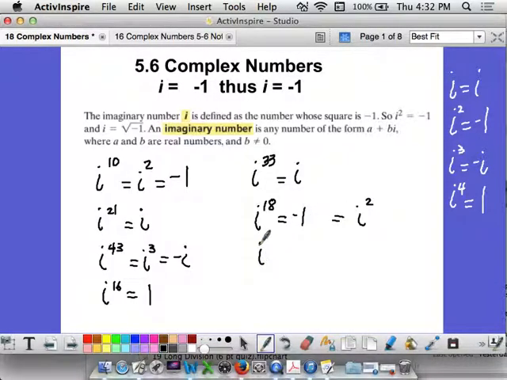If I have i to the, let's say, 45th, 4 will go into 45 11 times with 1 left over, so that's just i. If I have i to the 15th, 4 will go into 15 3 times, which is 12, with 3 left over, and I know that i cubed is negative i. Anything that's a perfect multiple of 4, such as i to the 20th, will go evenly, then that answer will be 1. And some of those you just have to practice and play with.